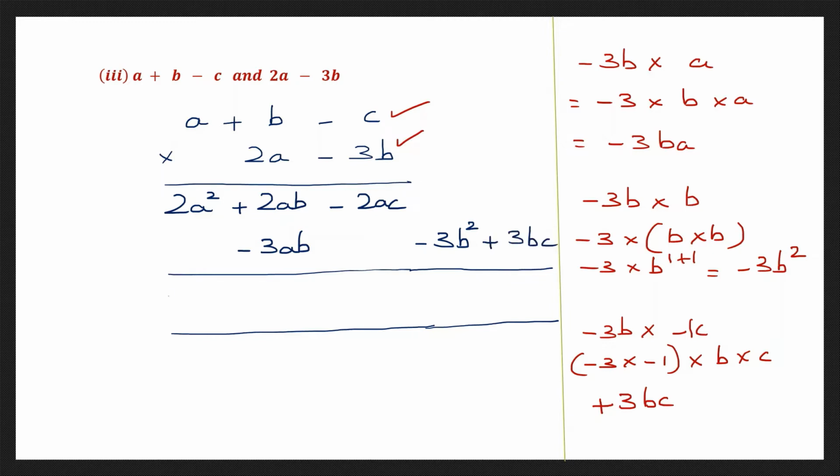So now let's add it up, 2a square. Now when we go to the column AB, signs are different, so let's put the sign of the bigger number and subtract. 3 minus 2 is 1, AB, minus 2ac, minus 3b square, plus 3bc.